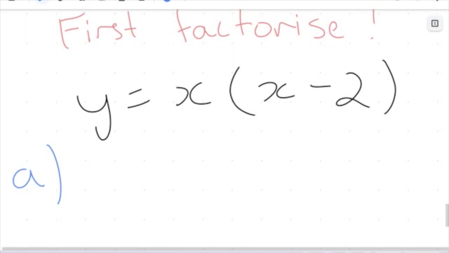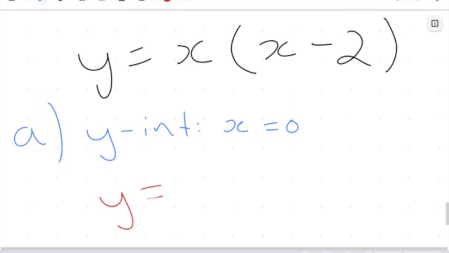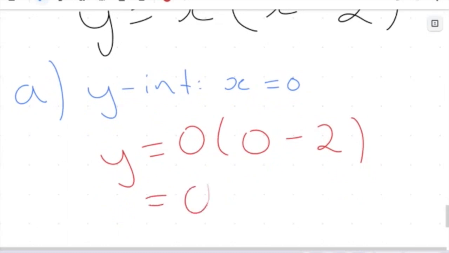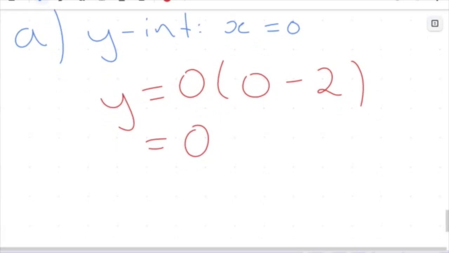So first we want to find the y-intercept, and we get this when x equals 0. So substituting 0 into here, I get y equals 0 times 0 minus 2. And that just gives me 0 as my y-intercept. So my y-intercept is at the origin. It is right in the middle of my xy plane, sorry.